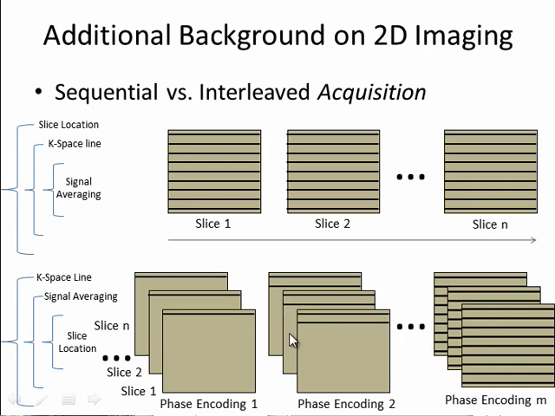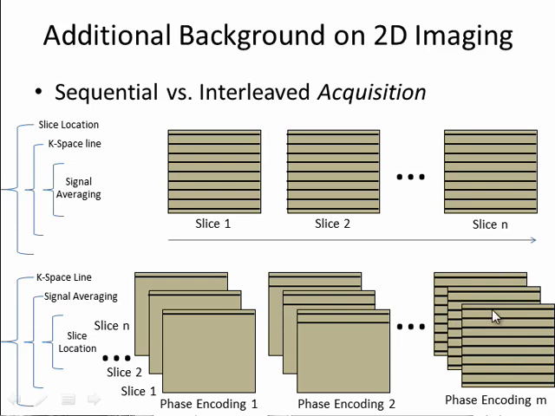Okay, and we go to the next slice, do any averaging on that line that we might need. Then we go to the next slice, do any averaging on that line that we may need. And then the outer loop again, we move to the next k-space line, which would be the third line, and so on until we acquire all of our lines.